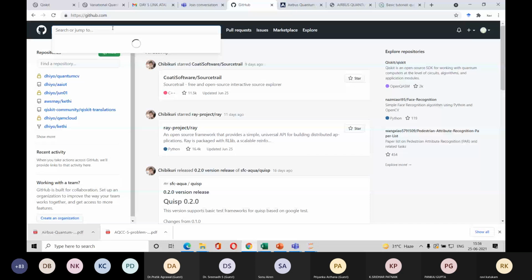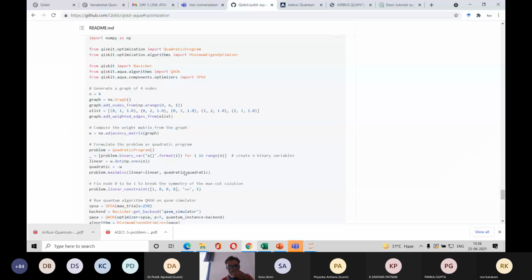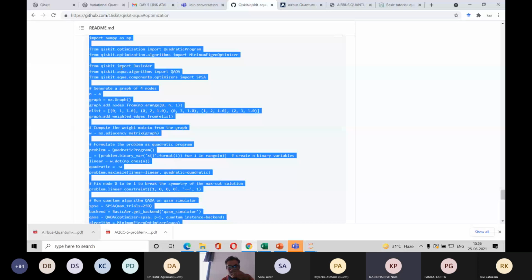So in the optimization example, there is a nice tutorial on solving a graph problem. That also you can try out, QAOA and all. So with this I'll stop it here.